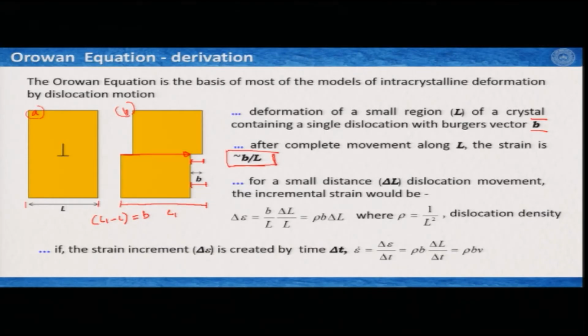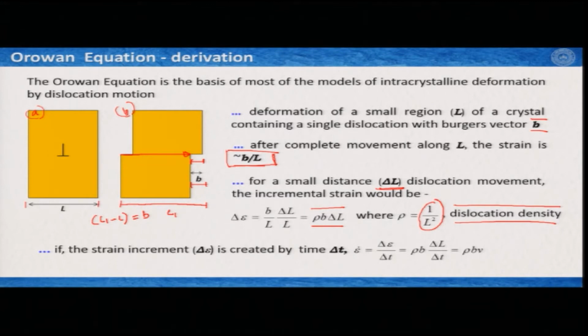Now, if you consider that the distance of dislocation movement is very small, for example delta L, then the incremental strain, which we can call delta epsilon, should be b divided by L times delta L by L. Now, we can clearly see that if we replace these two L's, that is 1 by L squared, by a term called rho, which we define as the dislocation density, then the equation takes this shape, where delta epsilon is equal to rho, the dislocation density, times the Burgers vector b and delta L.